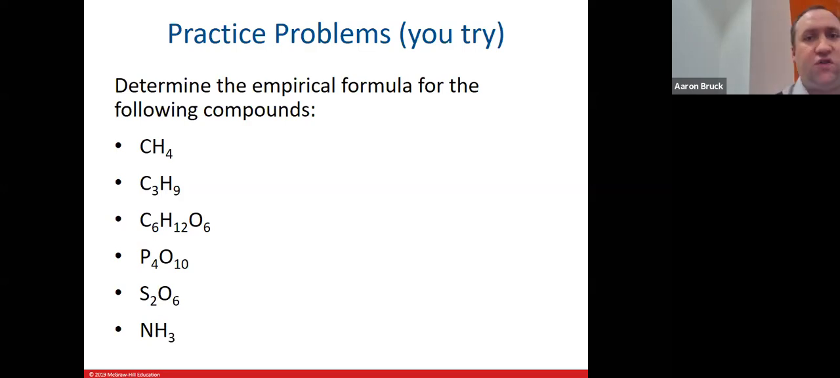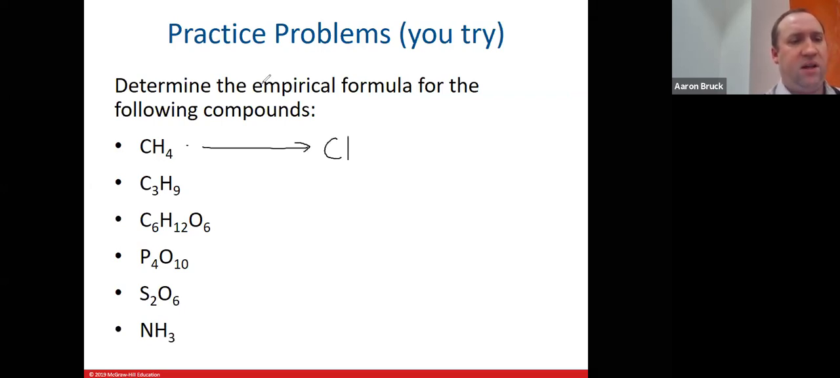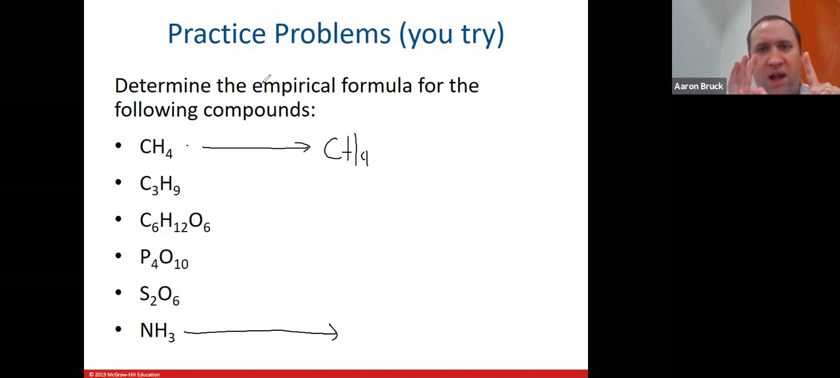Now, for CH4, I have 1 carbon and 4 hydrogens. I can't reduce a 1 any more than it already is. So if I have a 1 in my formula, I automatically know its empirical formula and molecular formula are the same. So CH4, I had 1 carbon and 4 hydrogens. The empirical formula is also CH4. Same thing with the ammonia on the bottom. 1 nitrogen to 3 hydrogens, I can't reduce that fraction anymore. NH3 is the answer there.